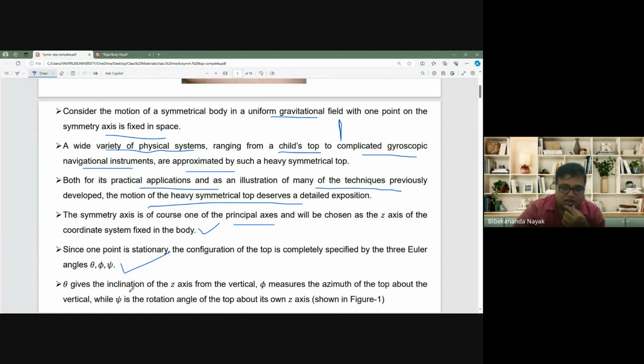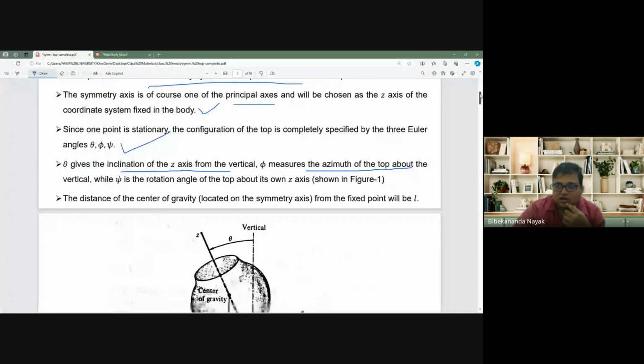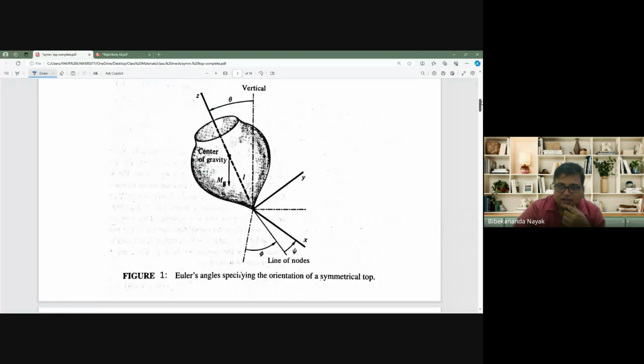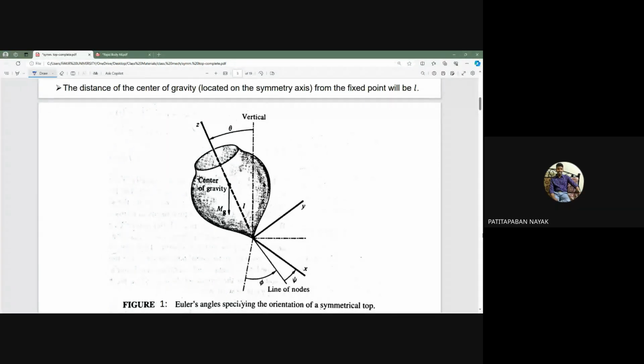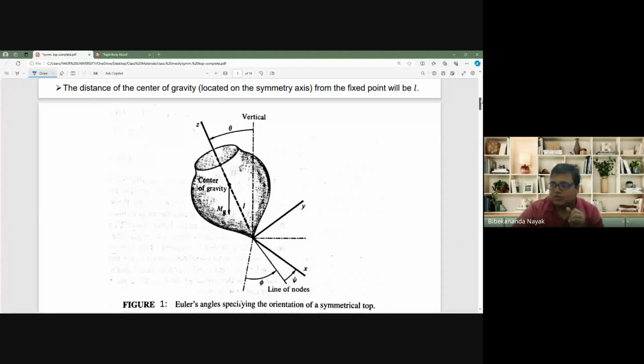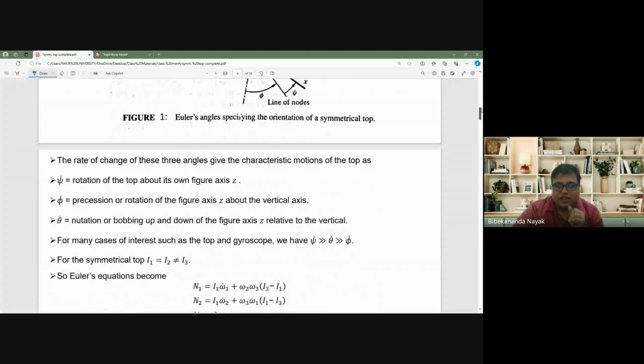Theta gives the inclination of the Z axis from vertical, phi measures the azimuth of the top, and psi the rotation angle. This angle is theta. Compare Euler angles: first is phi, then psi. This is the figure of the rigid body. The rates of change of these three angles give the characteristic motion of the top.